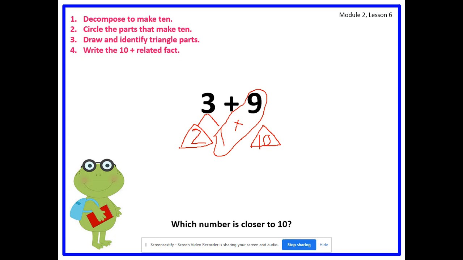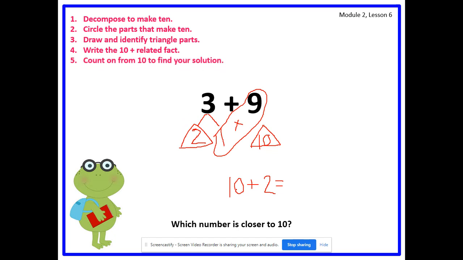Step 4. Go ahead and write the 10 plus related fact. Let me give you a hint. Our 10 plus related fact starts with 10. Go ahead and finish it. Press play when you're ready. You should have written the both parts that we have in the triangles, because remember, we add our triangles. So 10 plus 2 equals.